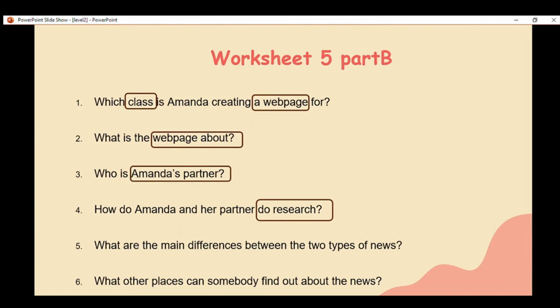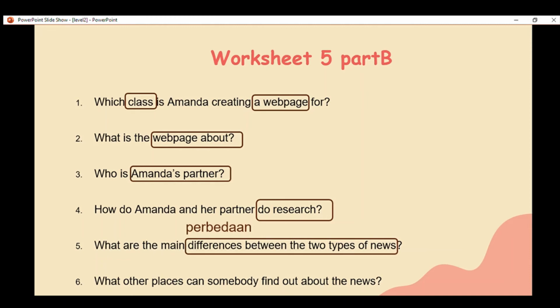Number 5. What are the main differences between the two types of news? The clue here is differences between the two types of news. Differences means, so you need to find the difference between the types of news in the text.